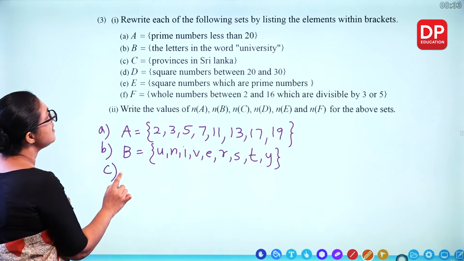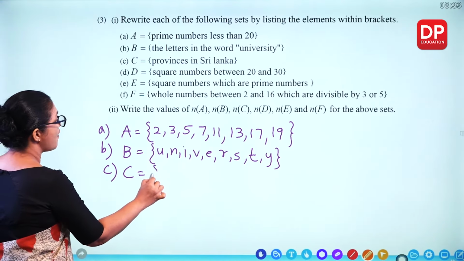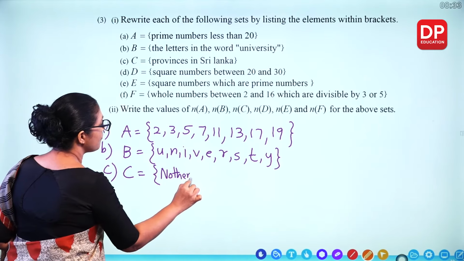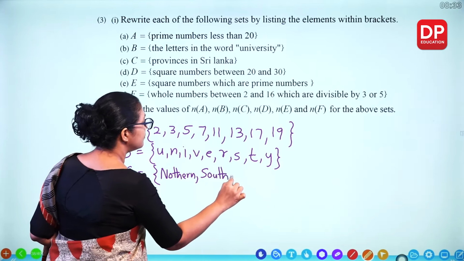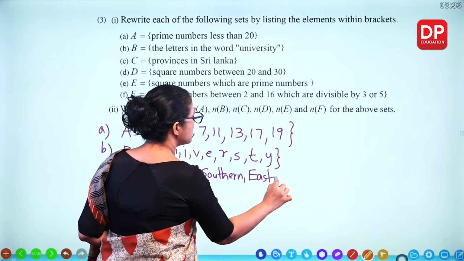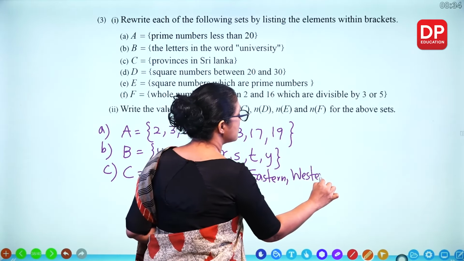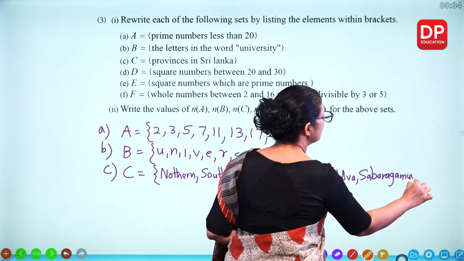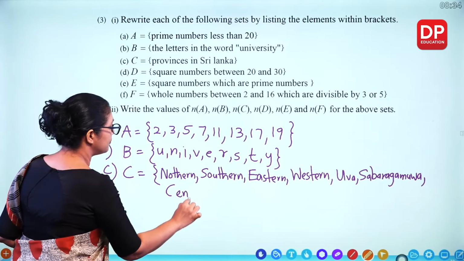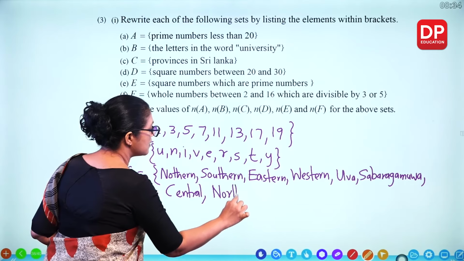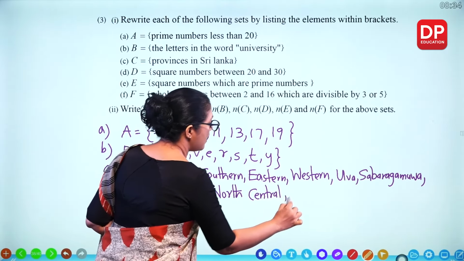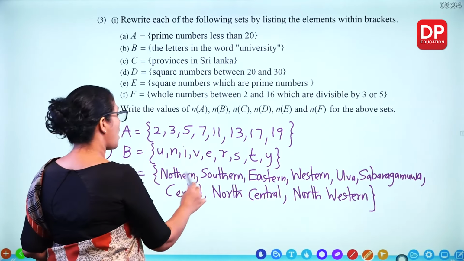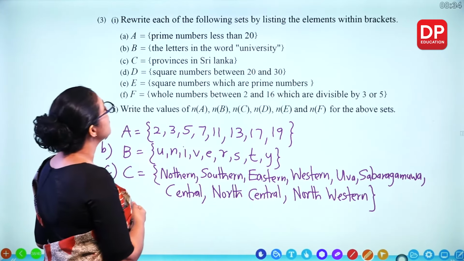C, provinces in Sri Lanka. So there are 9 provinces. What are the provinces? Northern, Southern, Eastern, Western, Uva, Sabaragamuwa, Central, North Central, and North Western. So altogether 9 provinces. 1, 2, 3, 4, 5, 6, 7, 8, 9.